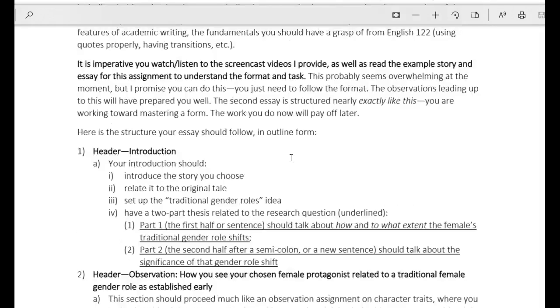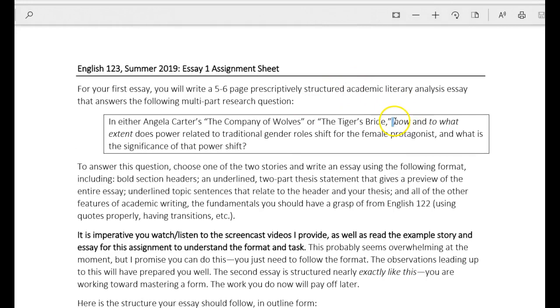Then you'll go on to explain this. How and to what extent does the power shift? This is what happens during the story. I'm telling you, in both The Company of Wolves and The Tiger's Bride, we meet two characters, and through the events of the story, the power relationship between them shifts. In other words, it starts one way and it ends up a different way. So your job is to pay attention to that, describe it, explain it, and then talk about what's important about what the story does. So I hope that makes sense.